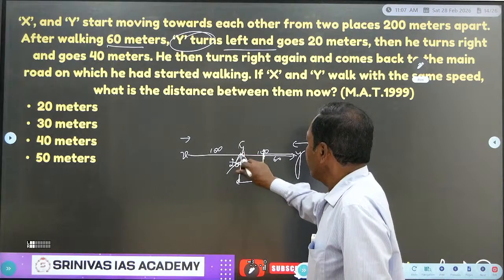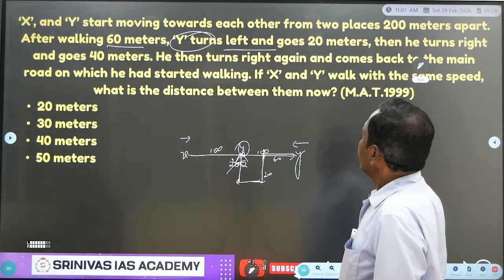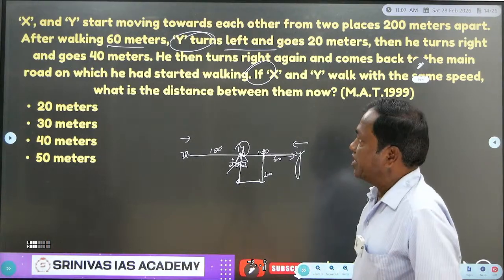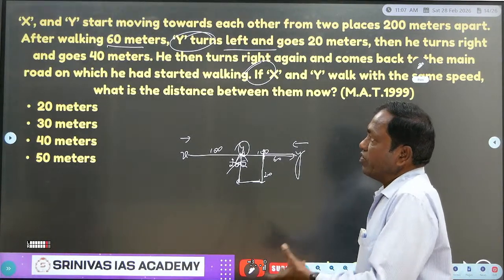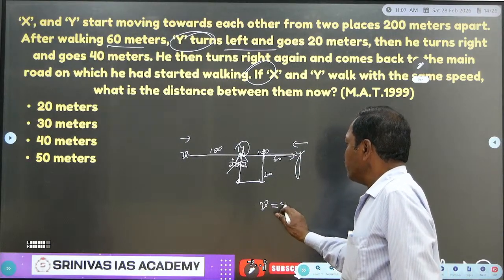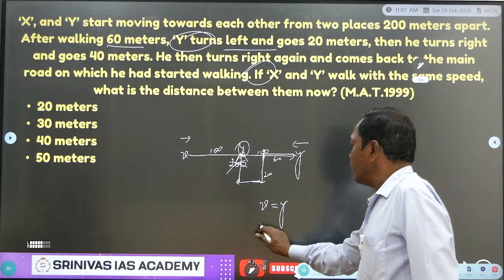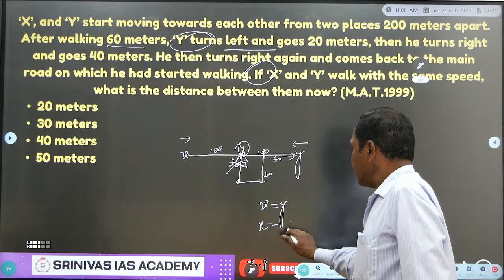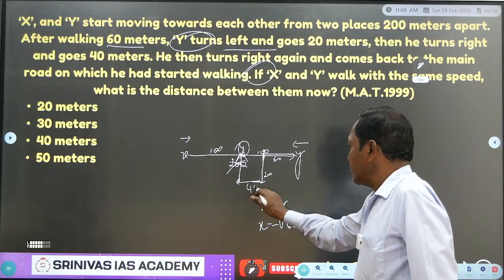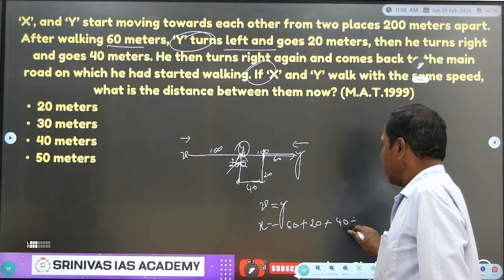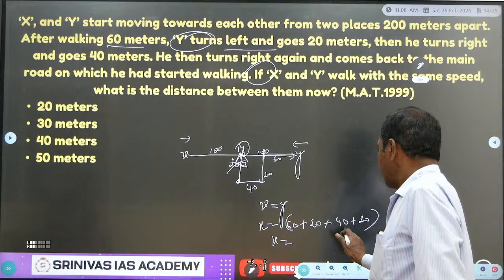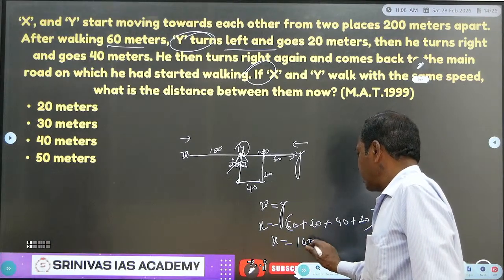This is Y. Y comes here. If X and Y walk with the same speed, it means distance X equals Y. What is the information of Y? 60 plus 20, this is 40. This is 40 plus 20. This is the thing. X equals 80, 100, 140.